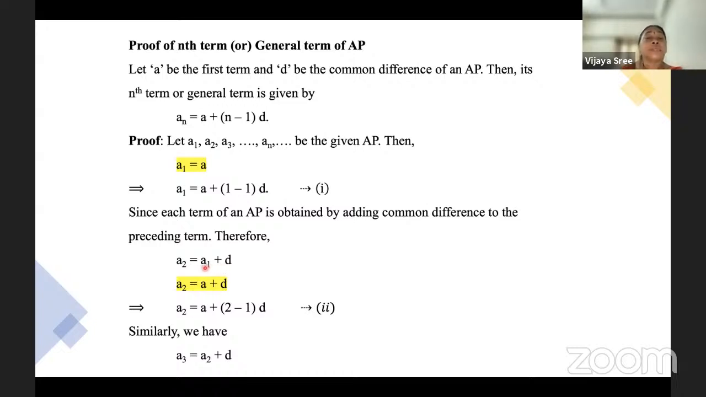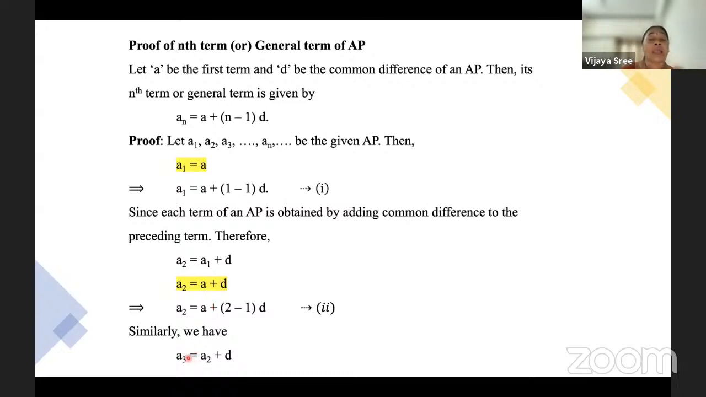A1 plus D. What is A1? A1 is A. So A plus D. What is the second term? A2 is equal to A plus D. So how? A2 is equal to A plus the term number, what is the term number here? 2 is the term number. 2 minus 1, into D. 2 minus 1 is 1, 1 into D is D. So A2 is equal to A plus D. This is there in the general form. Now we have to prove. A1 is equal to A, and A2 is equal to A plus D.